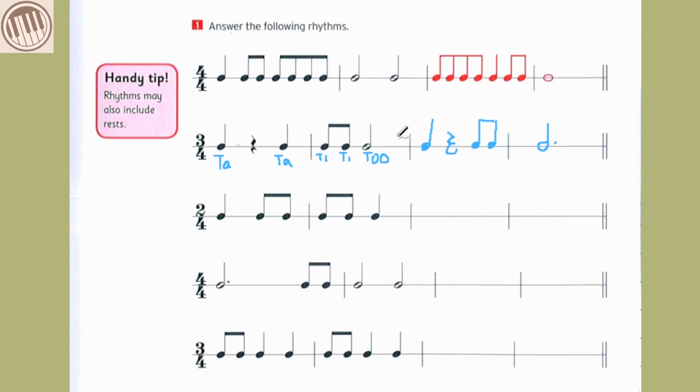I've taken something from the question itself and answered it. There are so many other ways that you can answer. My answer is ta rest tit tit ta. So let's move on to the second one. We have 2-4 time signature. That is ta tit tit tit tit ta.